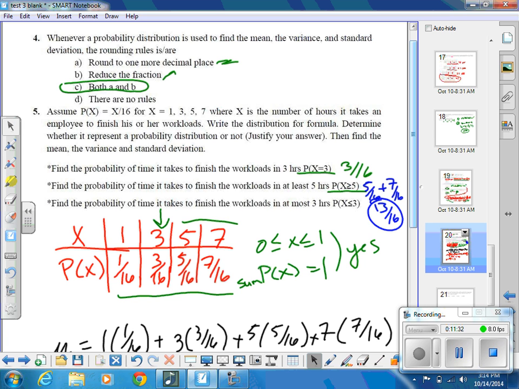Let's do 3. 3 is saying, find the probability that the time it takes to finish the work is at most 3 hours, so less than or equal to 3. Well, it's going to be those two. So I have 1 out of 16 plus 3 out of 16, which gives me 4 out of 16, which reduces down to 1/4. I know it's a pretty messy problem, but that's what we need to do to find those answers. We'll stop this and continue on to 5-3.